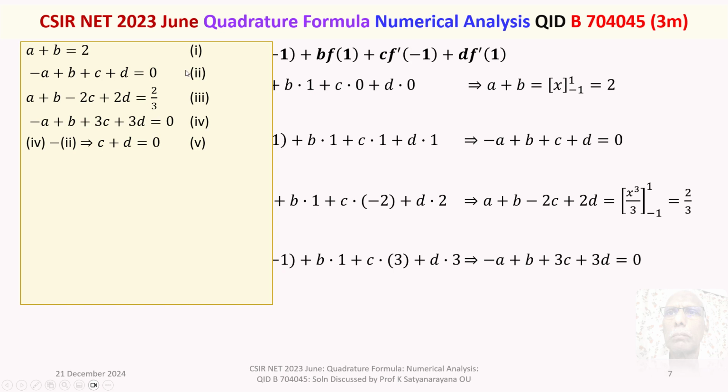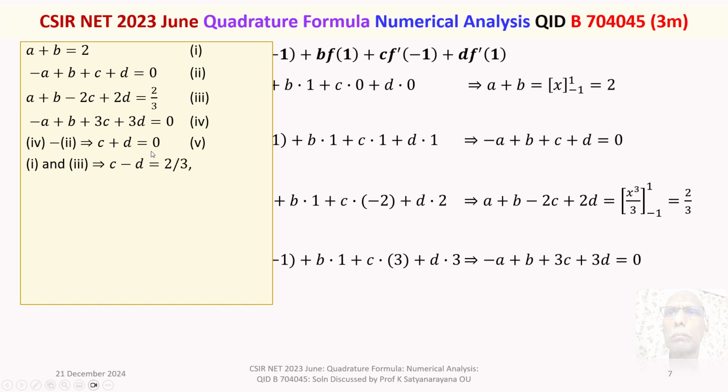If you subtract, then you will get 2c plus 2d is equal to 0, and you will get c plus d is equal to 0. That's the fifth equation. Now the first and third equations you take. In the third equation, put the value of a plus b is equal to 2 and simplify. You will get c minus d is equal to 2 by 3.